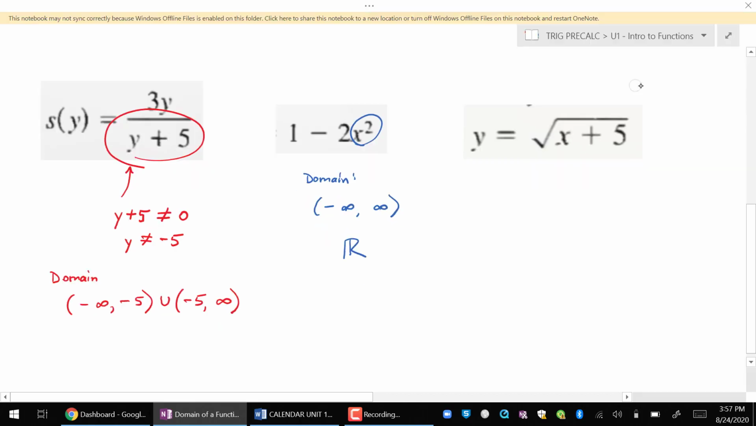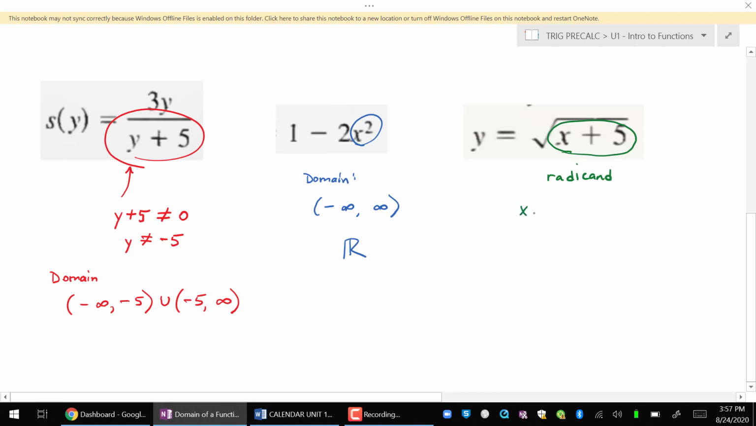And then finally, I have the square root of x plus 5. So the expression in the radical here is called the radicand, R-A-D-I-C-A-N-D, the radicand. And in a square root, we want to make sure that the radicand is always positive or 0. It can be 0, but it can't be negative.